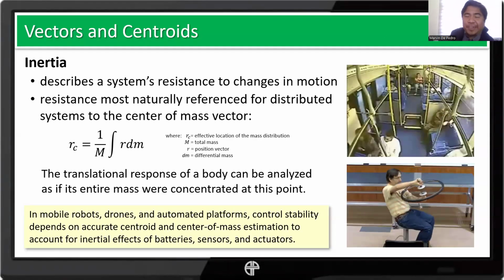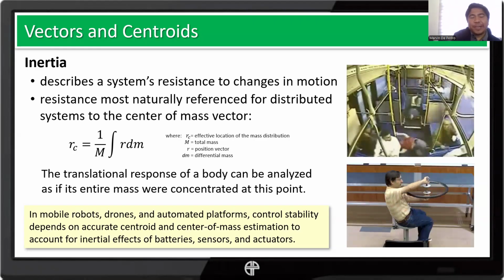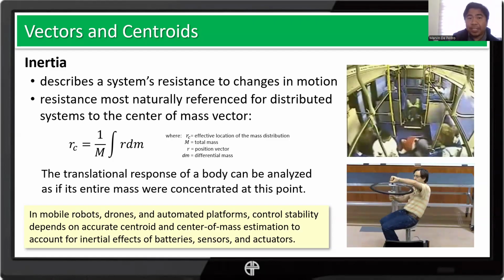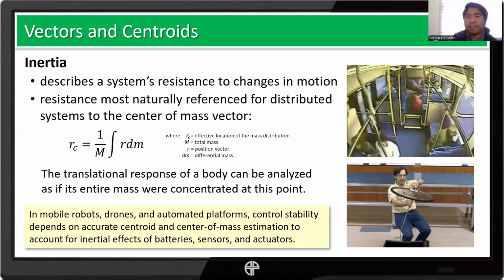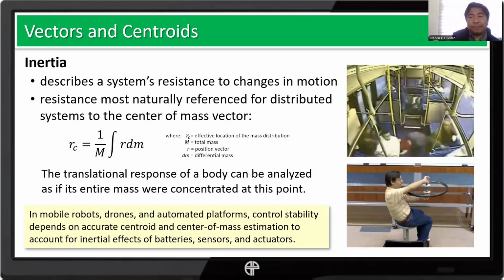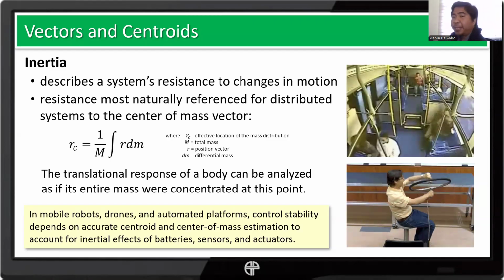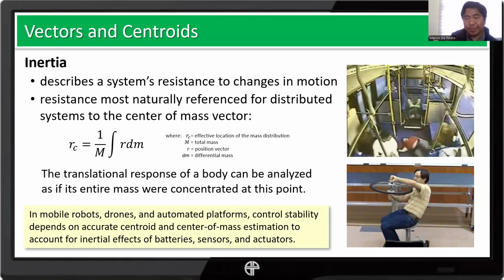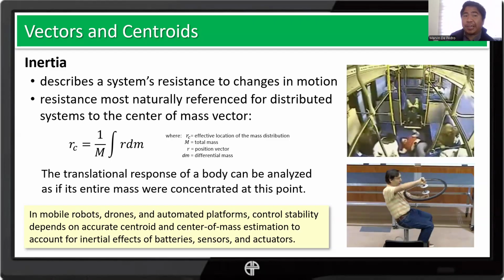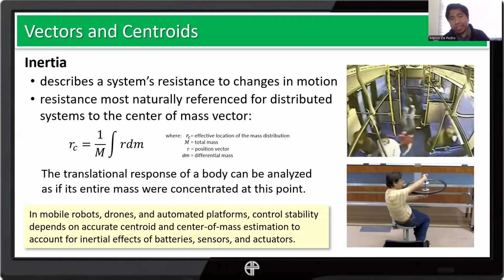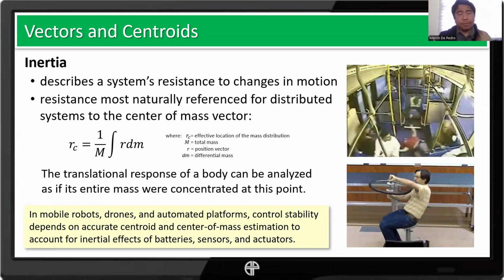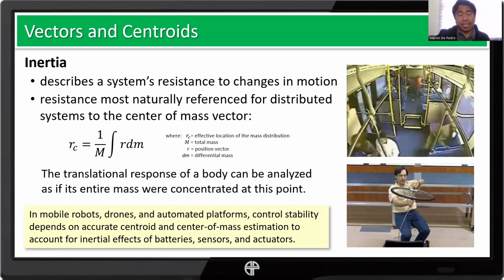All right. Now for the last part, before we can fully understand how vectors and centroids actually apply in engineering, although we had some hints already in the previous slides, there are some physical quantities that we have to introduce. First of which is inertia, which describes a system's resistance to change in motion. Take note that whenever there's mass, there's inertia.